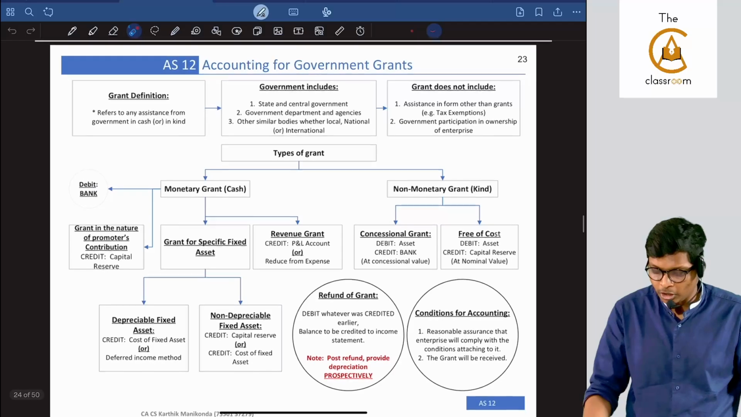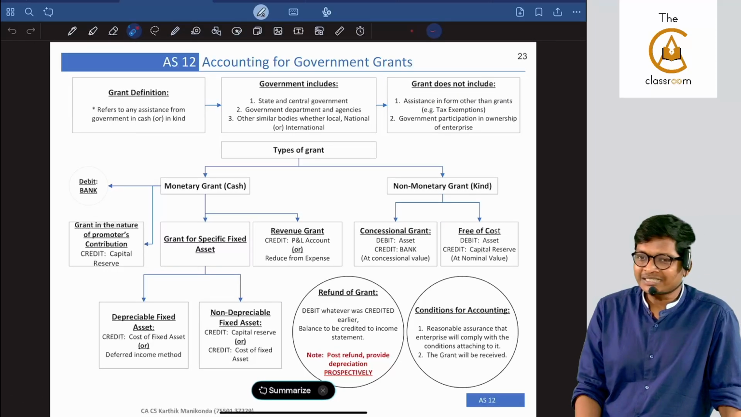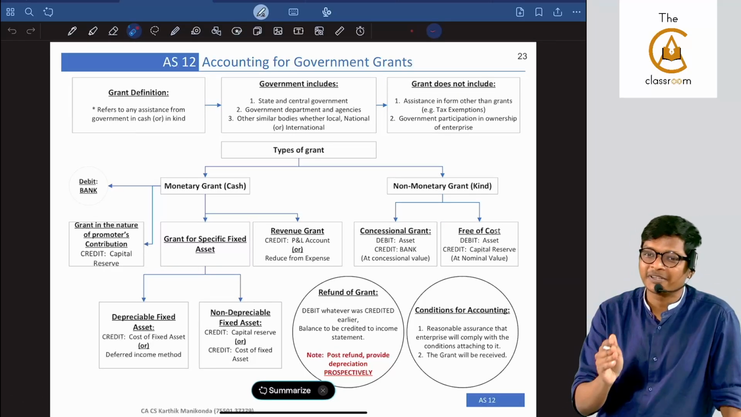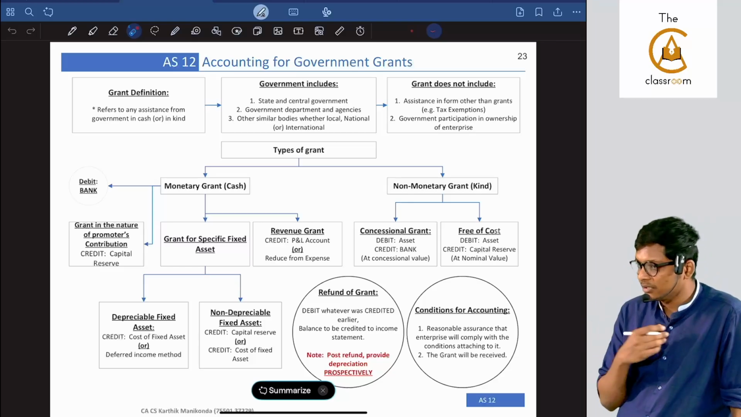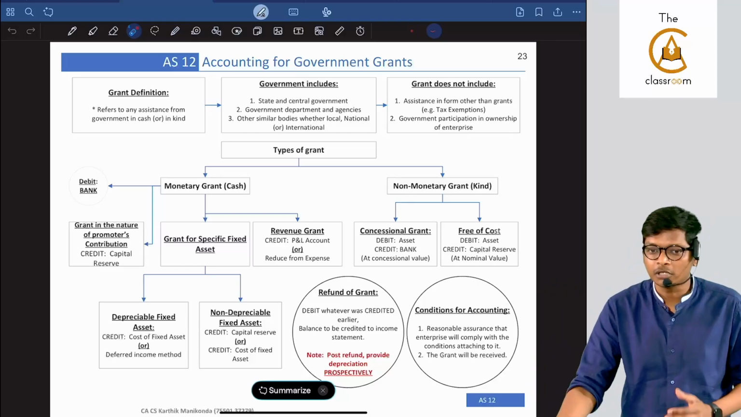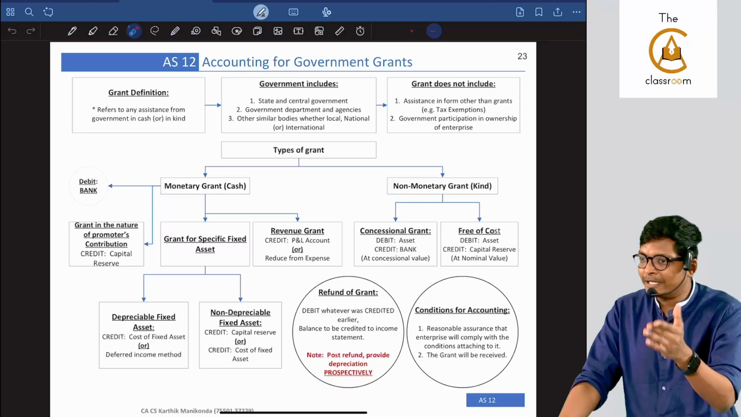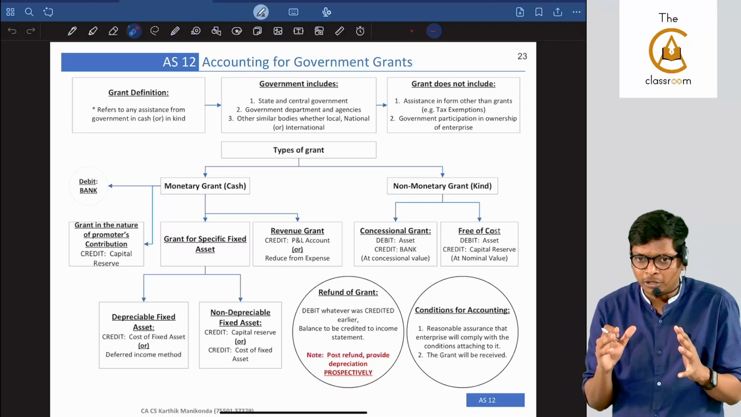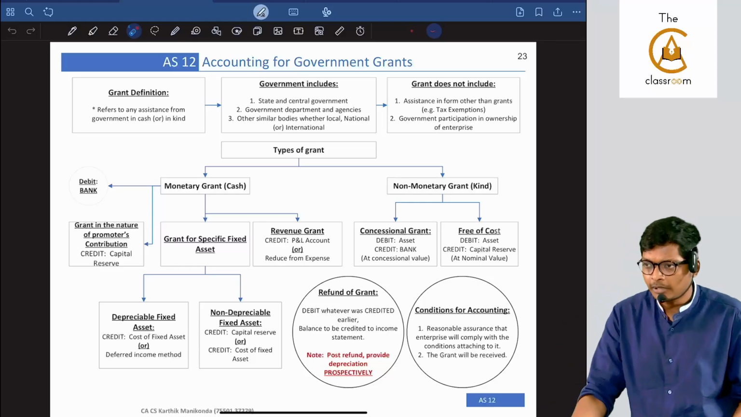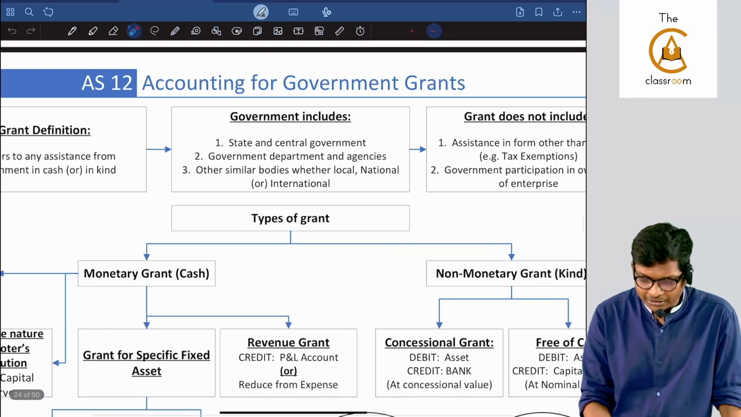The reason being, it's not a government grant because a government grant is generally given to one specific person. A benefit given to one person, I will take as a government grant. Putting the road and all is for everybody. I can't say it's my road, don't come here. So that's not a government grant, it's generally for the public. So the standard does not even include that concept here. Fine. So first, what is a government grant?